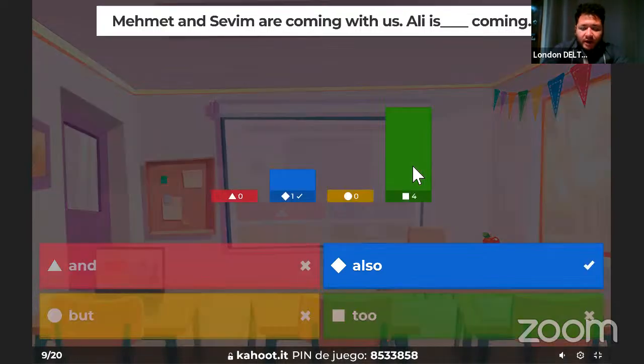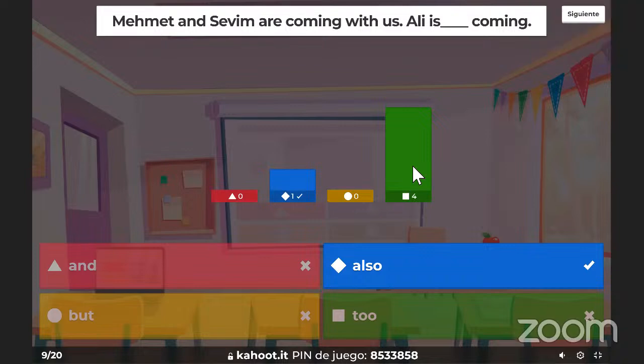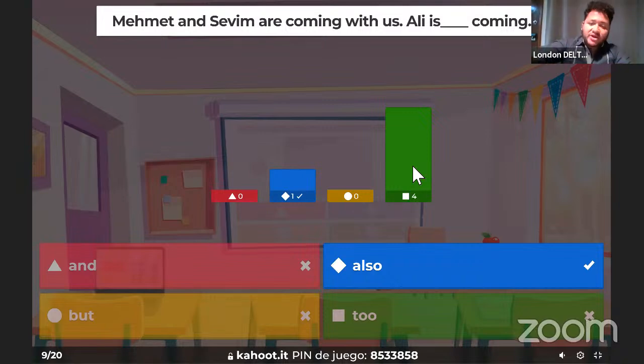Ajá. Also, ¿qué quiere decir also? ¿Qué quiere decir also? Aunque, también. Sí, también. También, yes, also es también. Yeah. Cuando utilicen also, intenten no utilizar and en la misma oración. A lo mejor es como una muletilla, pero no lo utilicen, ¿ok?